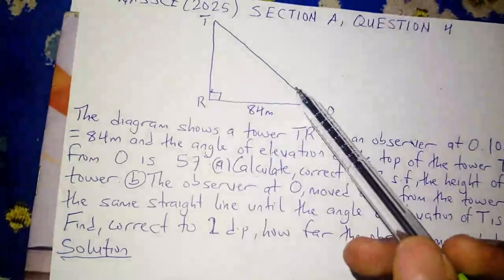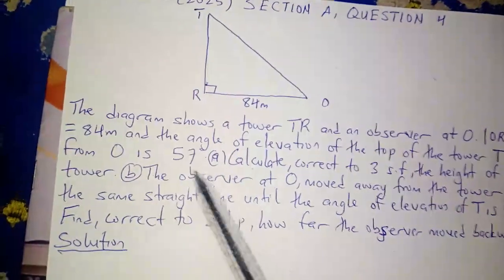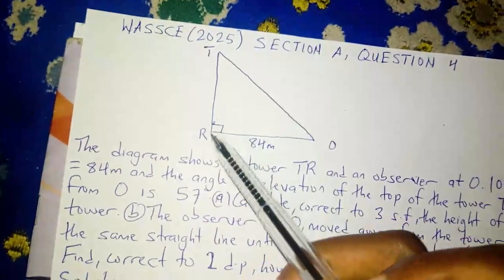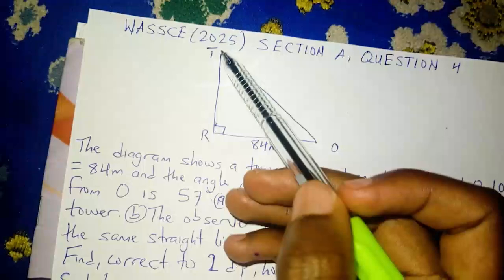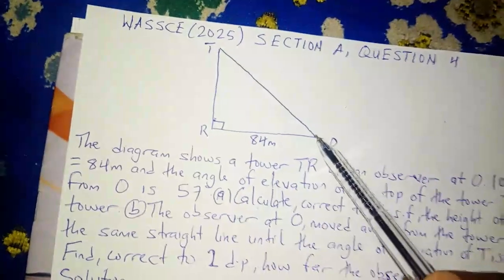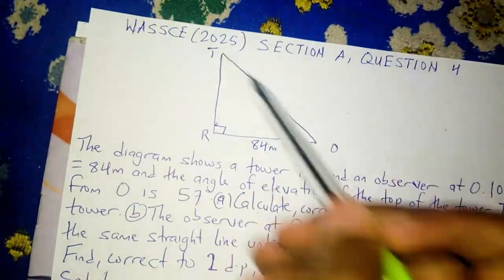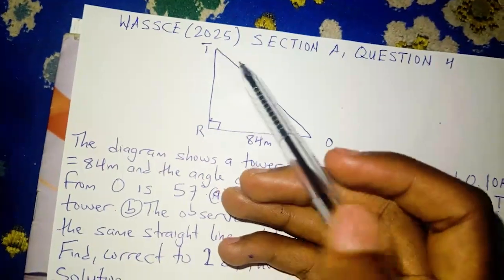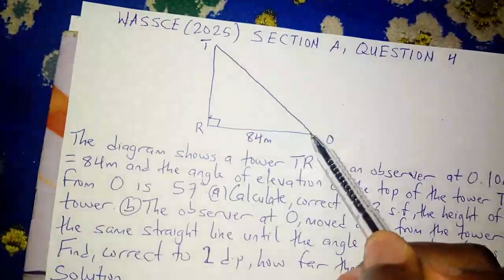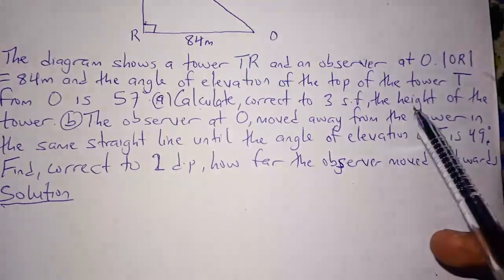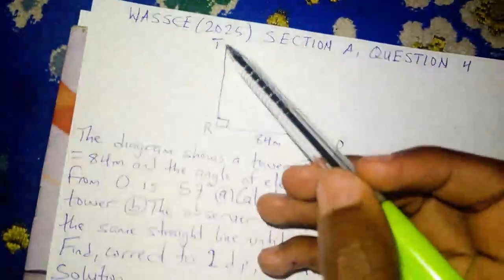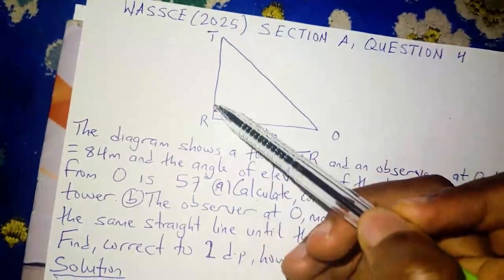So the angle is not shown in the diagram originally given in the question. We have been given the angle of elevation of the top. So here is the tower. This is the foot of the tower, while this is the top of the tower. And here is the observer looking at the top. You've been told that the angle of elevation of this top from the observer here is 57 degrees. So you have to calculate, correct to three significant figures, the height of the tower. So you have to calculate TR basically. That's the height of the tower.